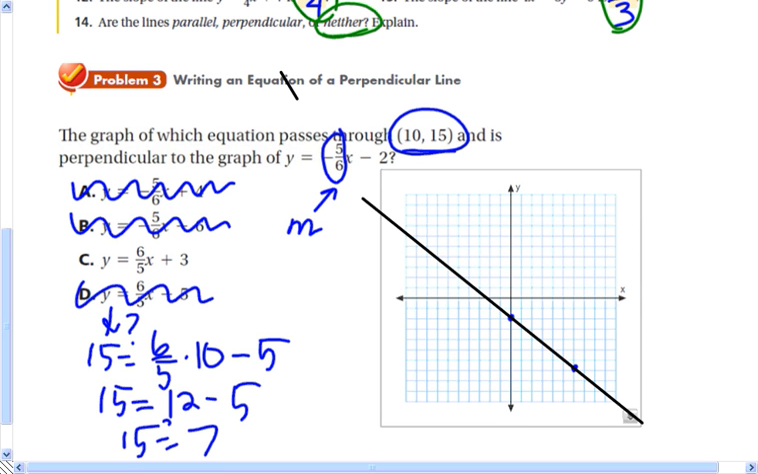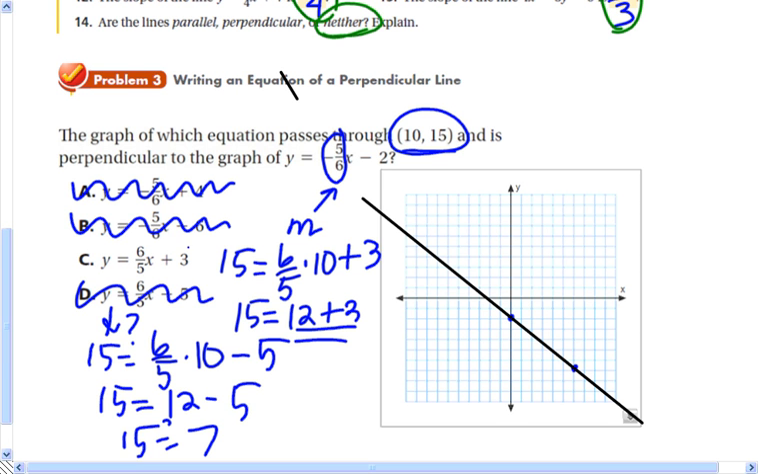So it must be this one, and just to check that quickly, y is 15, x is 10, and again 6/5 times 10, that's 1.2 times 10 is 12, plus 3, that is true, so my answer is C.